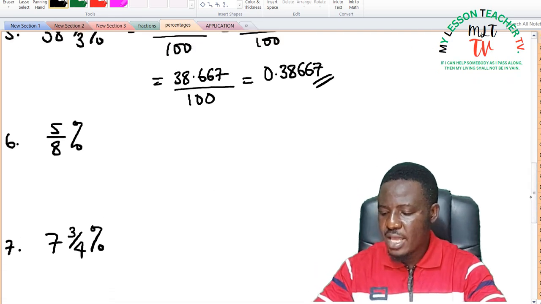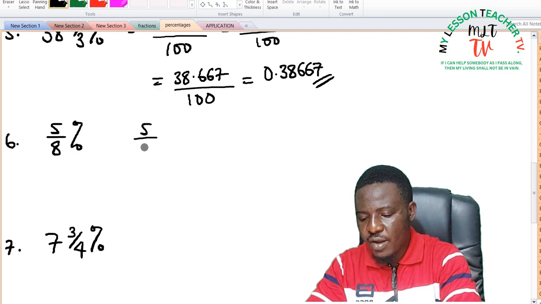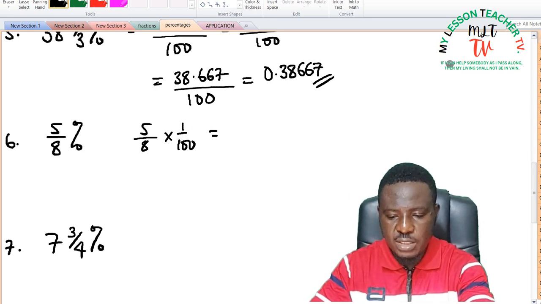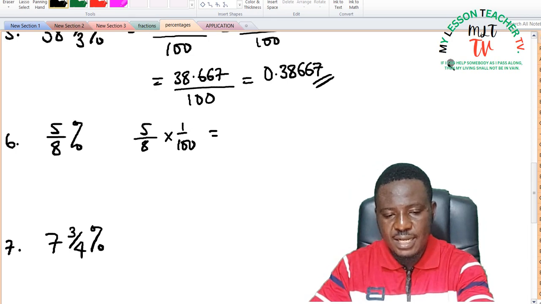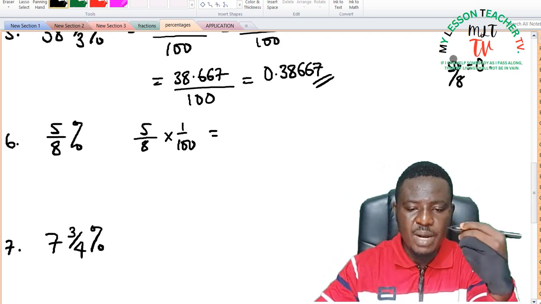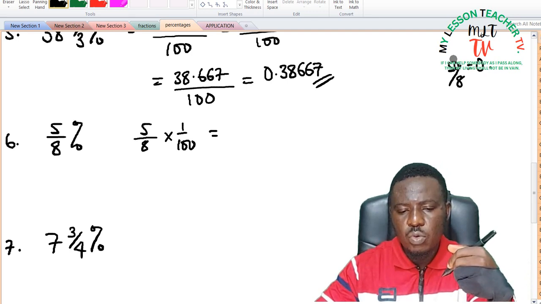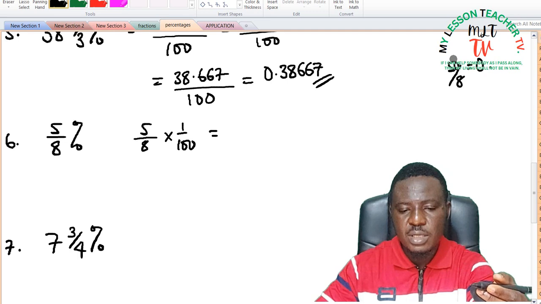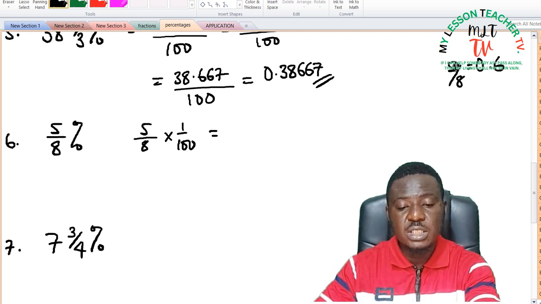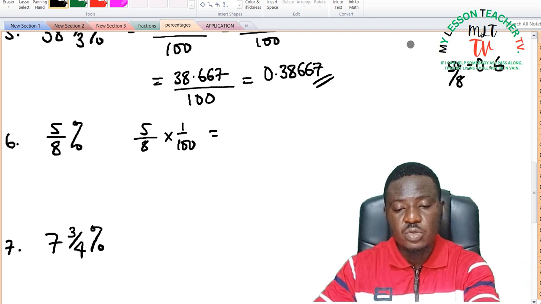Question 6. We have 5 over 8%. This is said to be 5 over 8 times 1 over 100. So you can also find the fraction 5 over 8 as a decimal. 5 over 8 can be gotten to be 0. Add 0, this is 50. 50 divided by 8 gives you 6 times, remainder 2. For 6 times 8 is 48, so it's remainder 2.